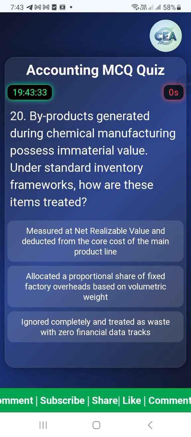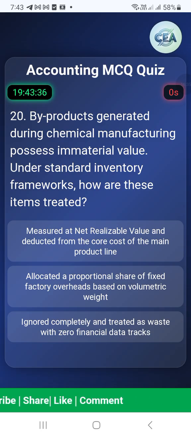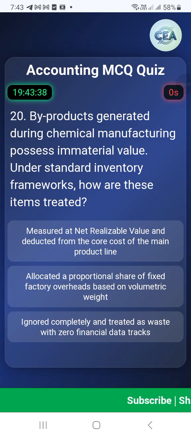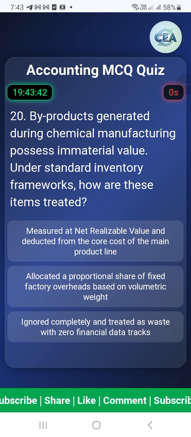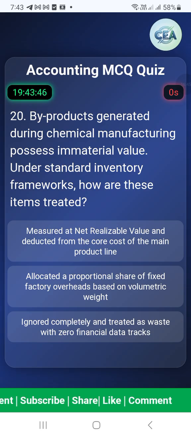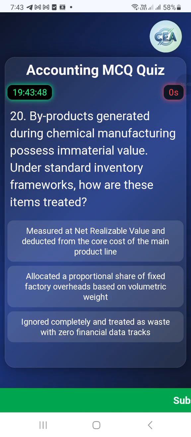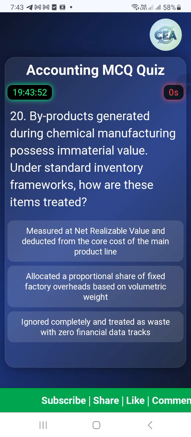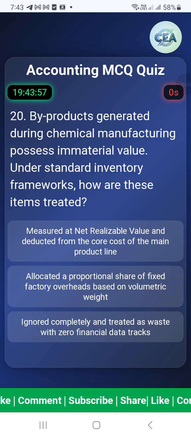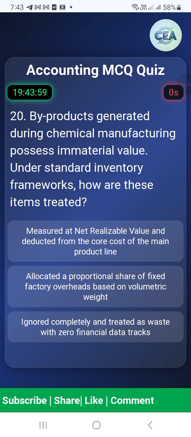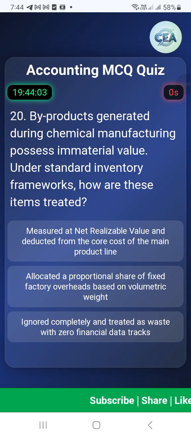20. Byproducts generated during chemical manufacturing possess immaterial value. Under standard inventory frameworks, how are these items treated? Option 1. Measured at net realizable value and deducted from the core cost of the main product line. Option 2. Allocated a proportional share of fixed factory overheads based on volumetric weight. Option 3. Ignored completely and treated as waste with zero financial data tracks.